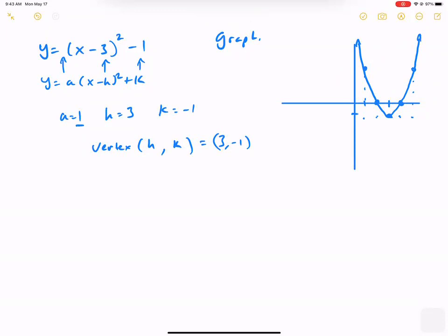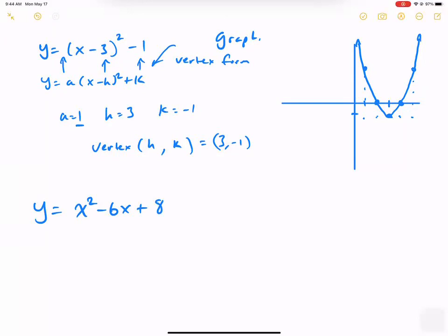Now, hopefully you agree with me that if it's in this nice form, this is what we call the vertex form, the graph is very easy to graph. Now, what if it wasn't in this vertex form? Well, how would I deal with this? So let's go ahead and give us our other version. Y is equal to x squared minus 6x plus 8. Okay.